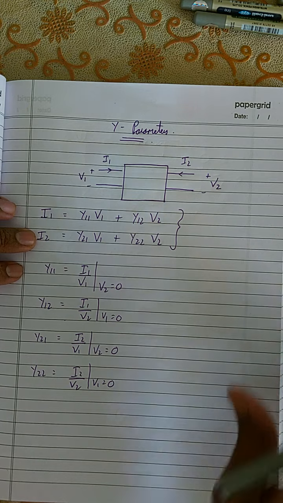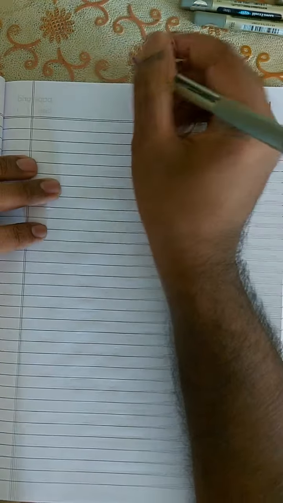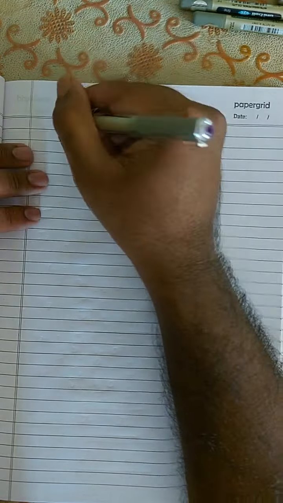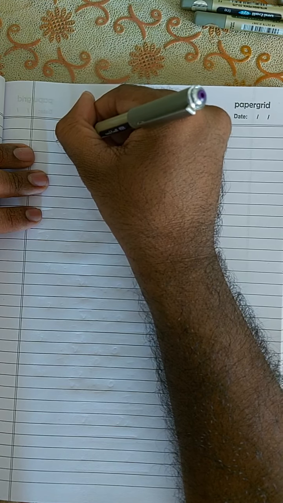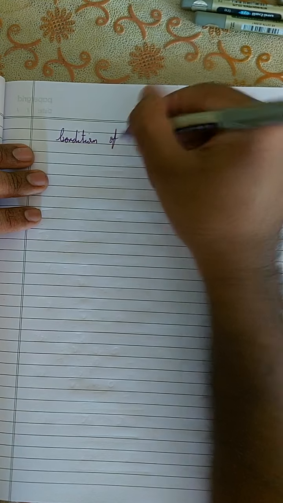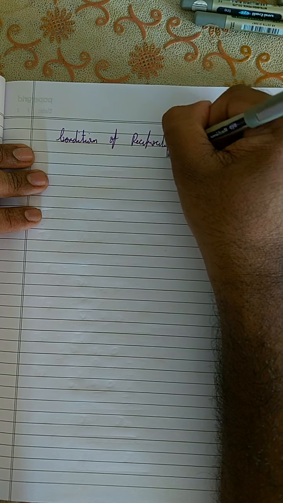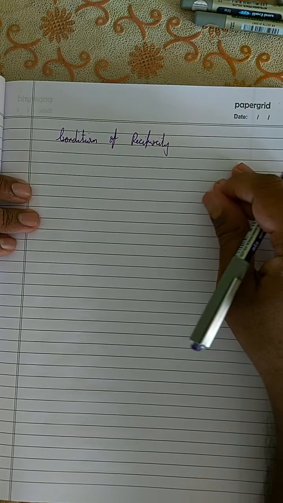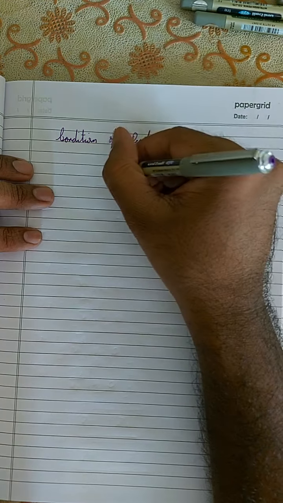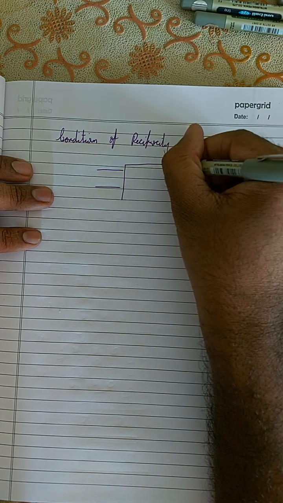Now next we will discuss the conditions of symmetrical and reciprocal. First I'll check the condition for reciprocal, to check whether the network is reciprocal or not, or the condition of reciprocity. For that, I'm going to draw a two-port network.